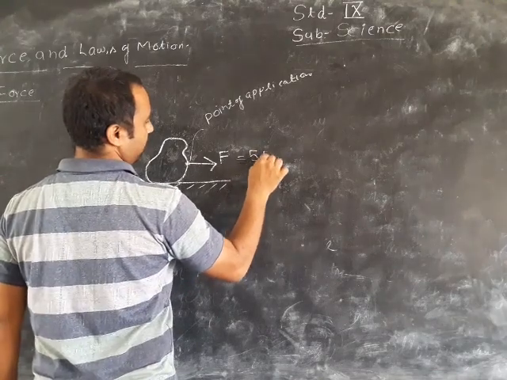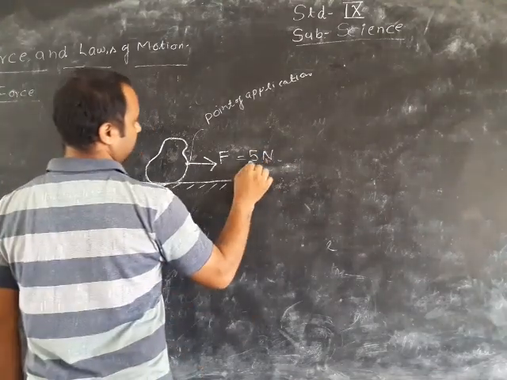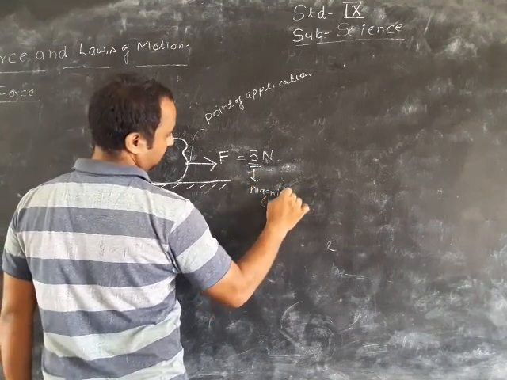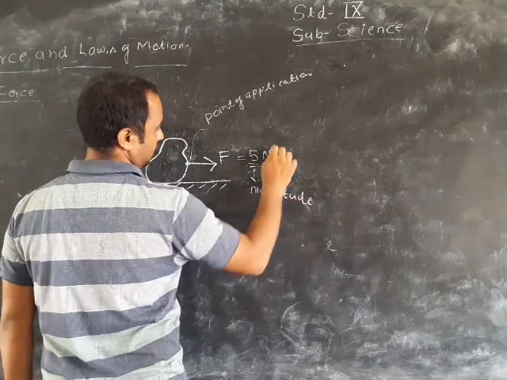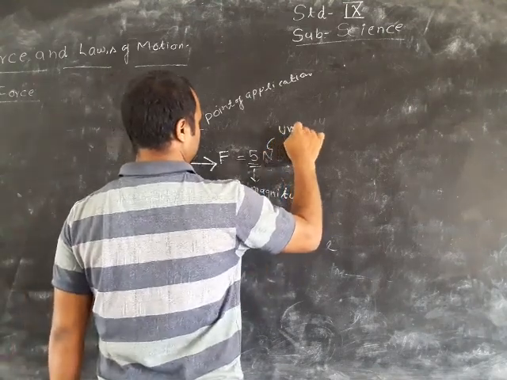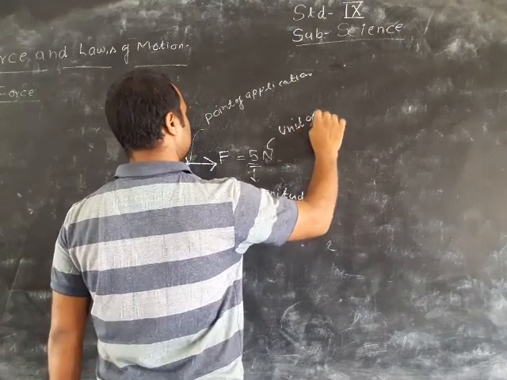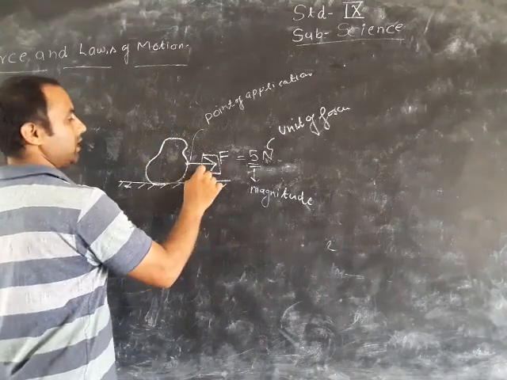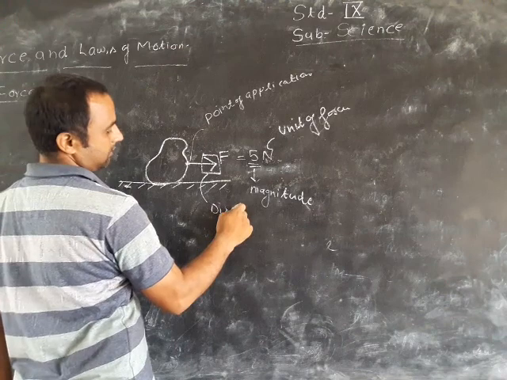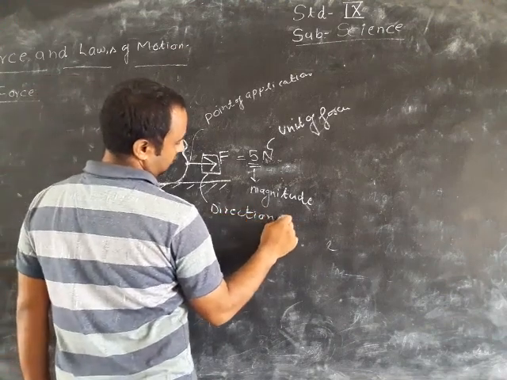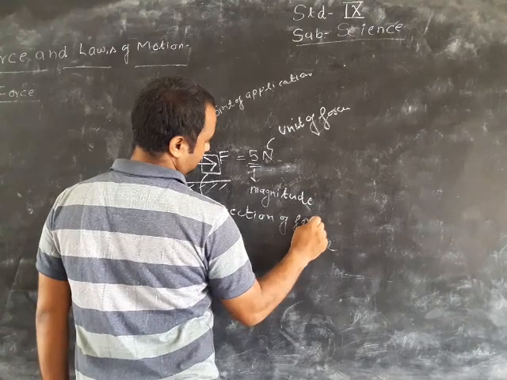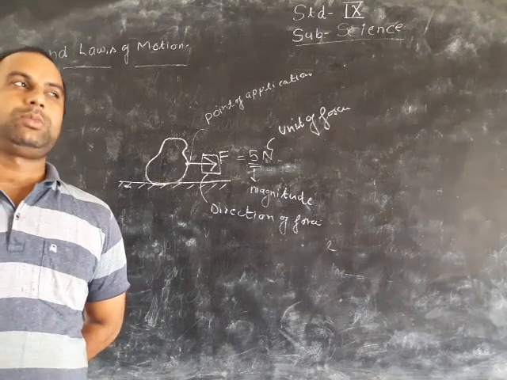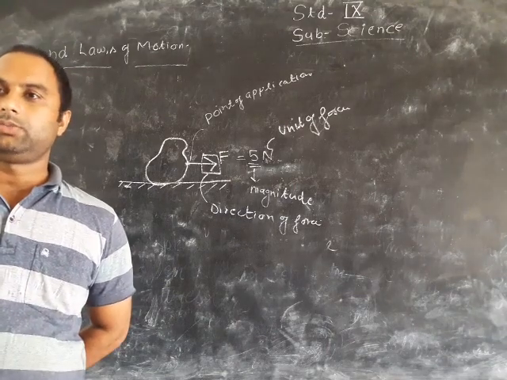Suppose this force is F newton, say 5 newton. This 5 is known as the magnitude, and newton is the unit of force, and this arrow represents the direction of the force. These are the basic terms that apply to the object placed on the ground.